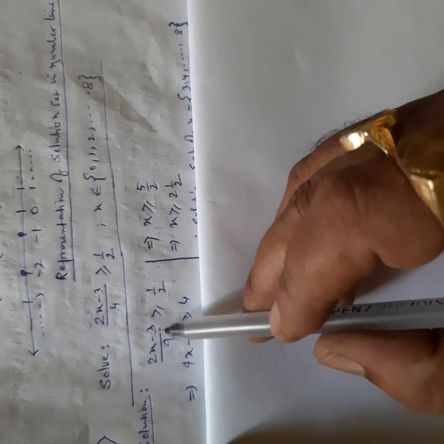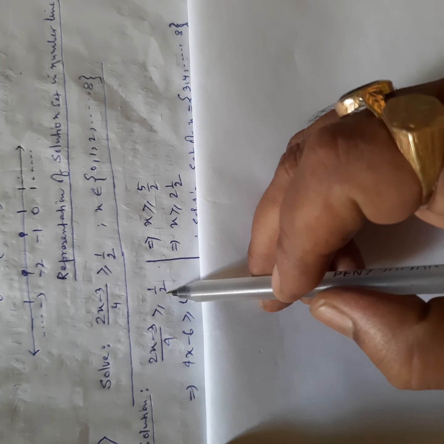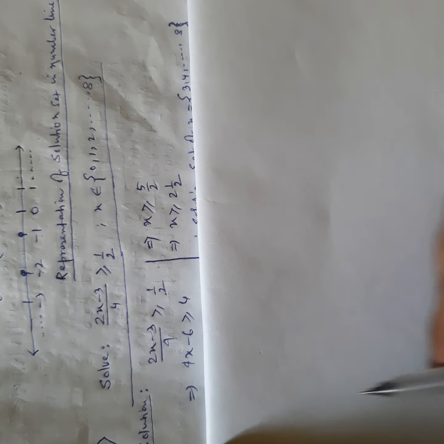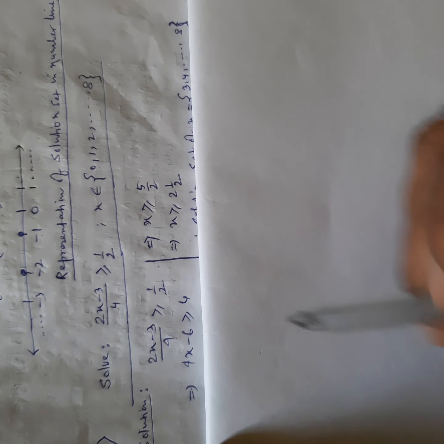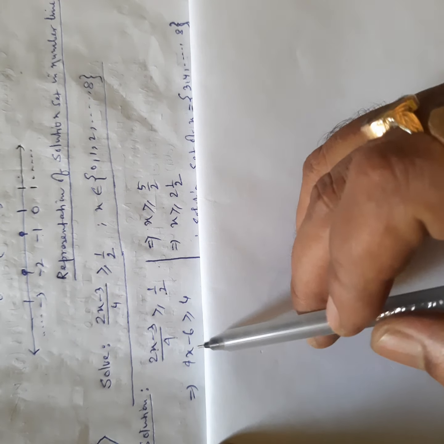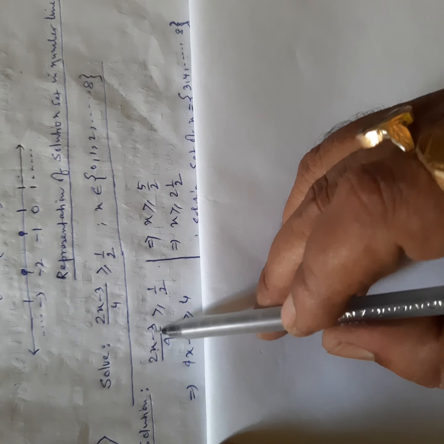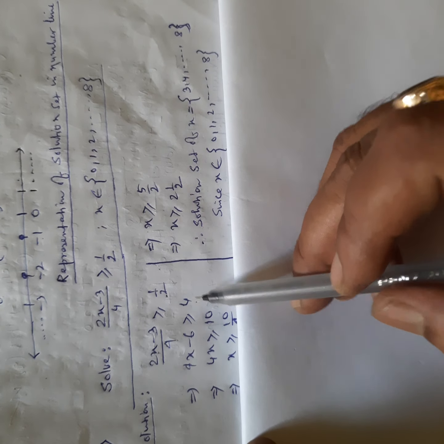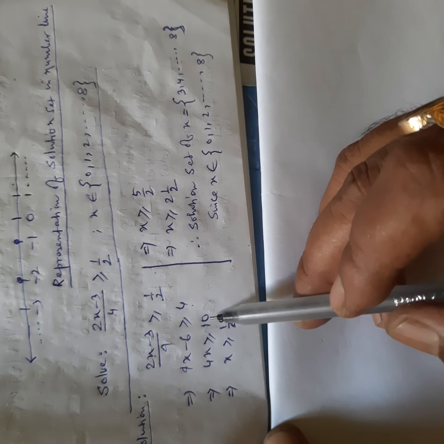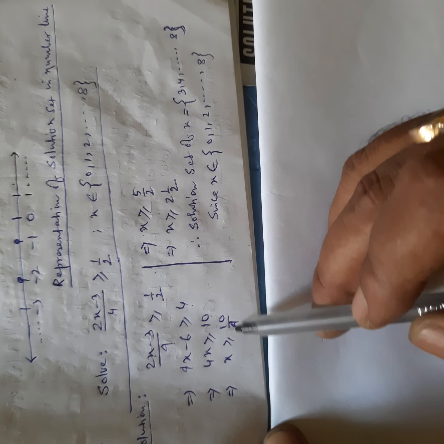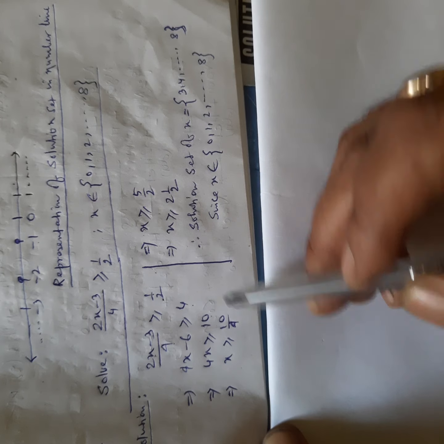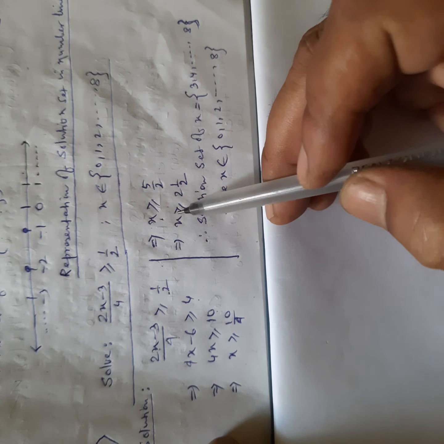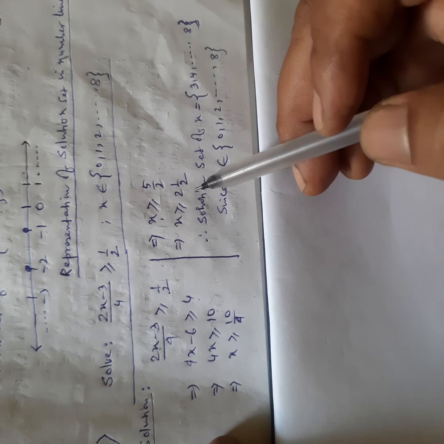(2x − 3)/4 ≥ 1/2. So we multiply on both sides by 4, otherwise we cross multiply. 2 × (2x − 3) ≥ 4. That means 4x − 6 ≥ 4. This implies that 4x ≥ 10. This implies that x ≥ 10/4. This implies that x ≥ 5/2. This implies that x ≥ 2 and a half.